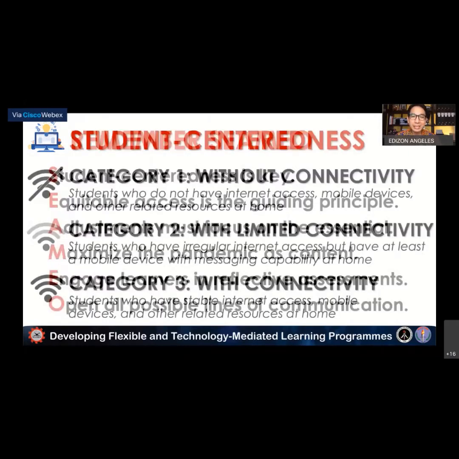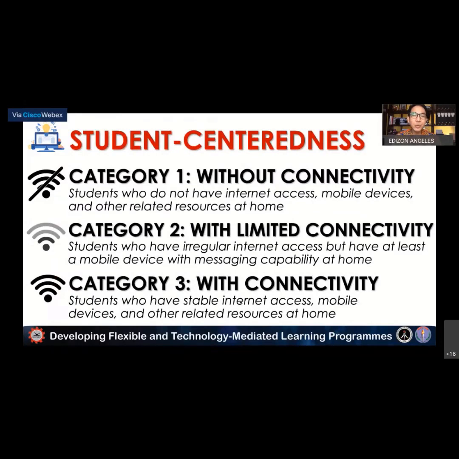Let's begin with student-centeredness. Each institution will have to be mindful of at least three categories of learners who are at work at the moment. So they are categories 1 to 3, talking about the extent to which each learner is connected in some form to the school or a learning platform or any delivery provider for the continuity of education. We need to be mindful of this because equitable access is an important issue.